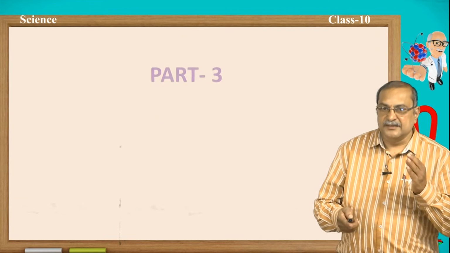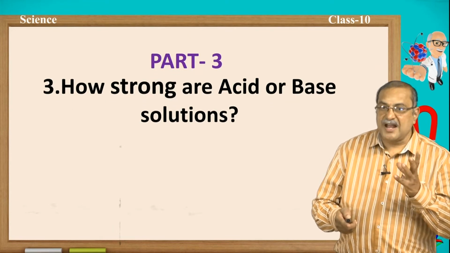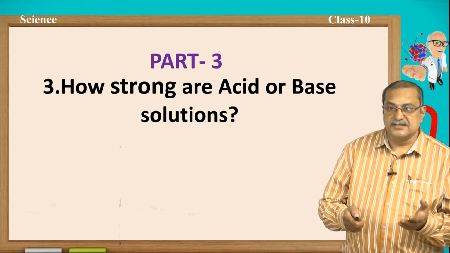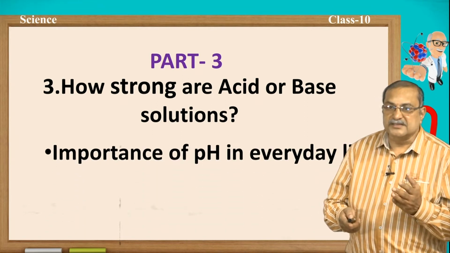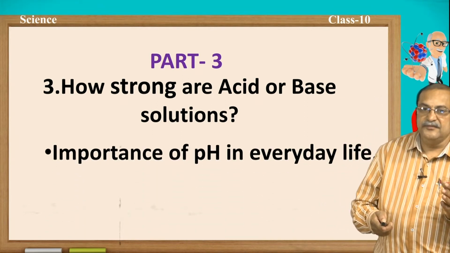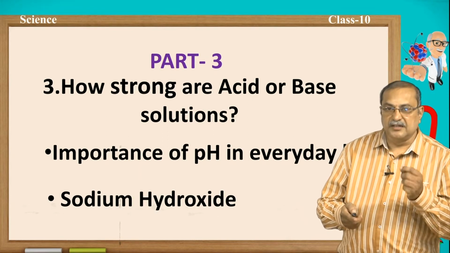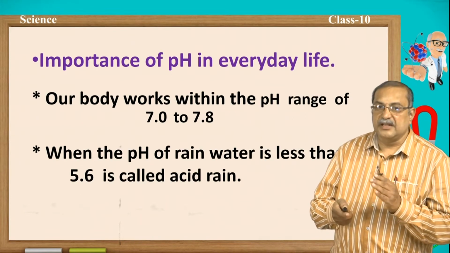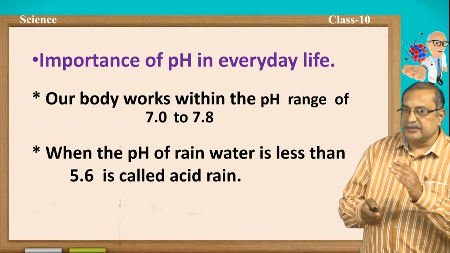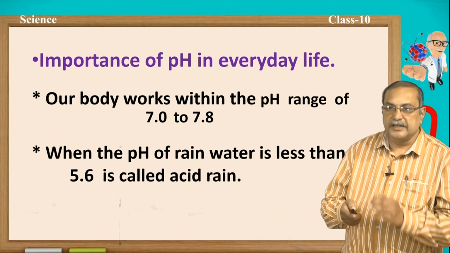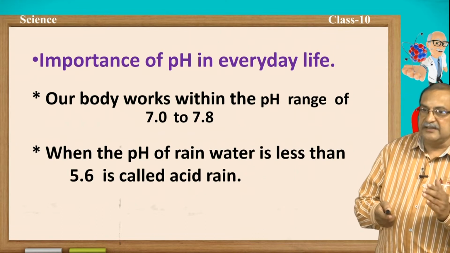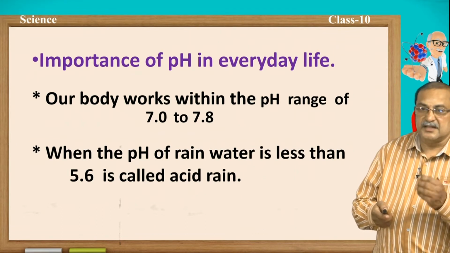No? So, in the next part, how strong are acid or base solutions, okay? Importance of pH in everyday life and sodium hydroxide, about this we are going to learn. Importance of pH in everyday life. Our body works within the pH range of 7 to 7.8. When the pH of rainwater is less than 5.6, it is called acid rain.